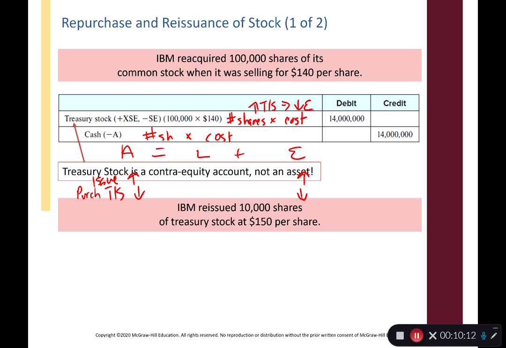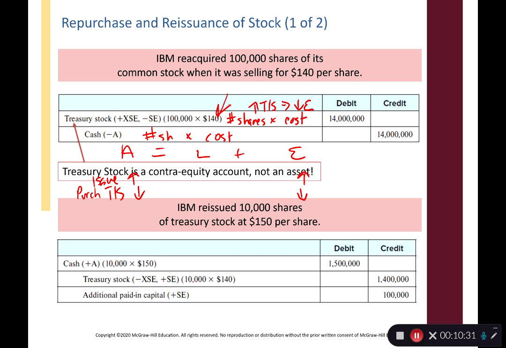When I reissue the shares, this is what gets students in trouble, so pay very, very close attention. When I reissue those shares, I have to remember a very important rule. I need to take the shares off the books for what I put it on at. So when we purchase these shares, we purchase them at $140. So when we resell them, we need to take them off the books for that same $140 cost. So the journal entry is going to involve increasing cash by the number of shares times the selling price.